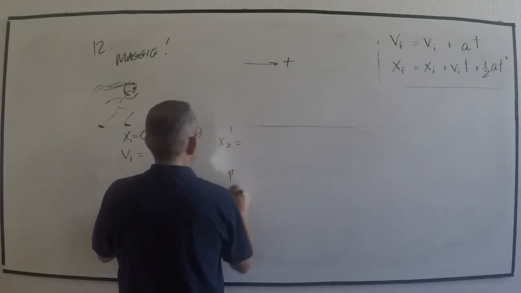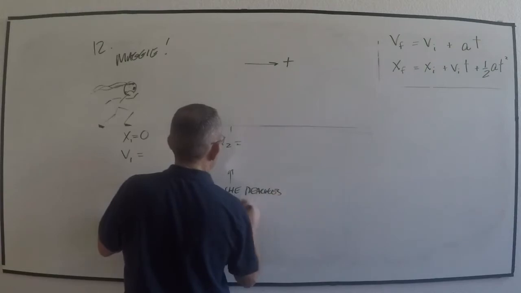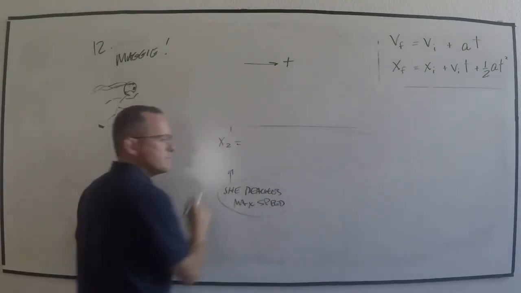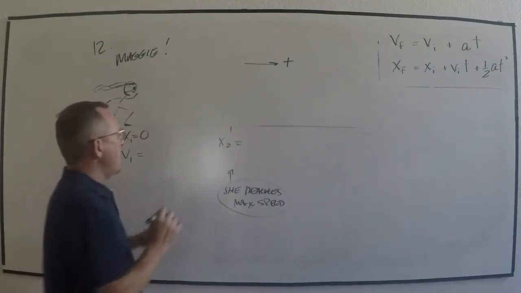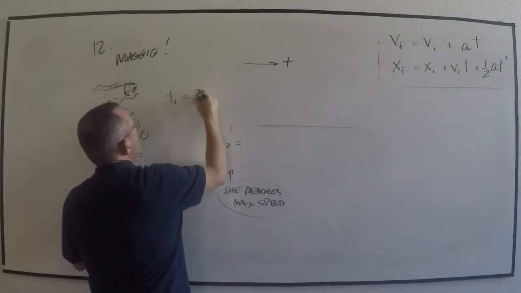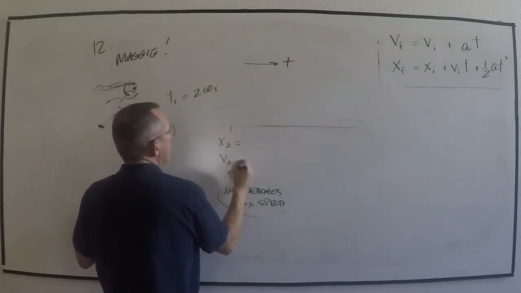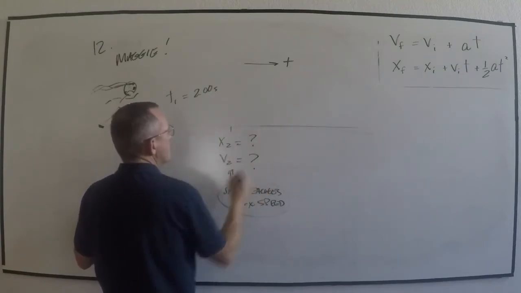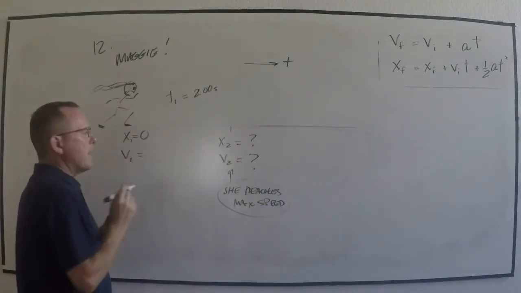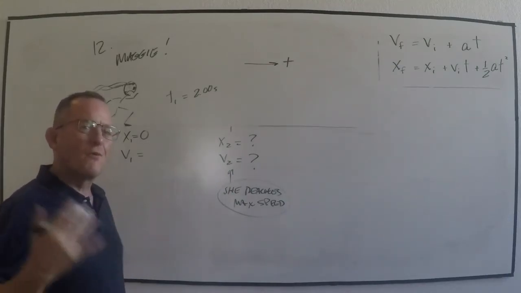x2 is where she reaches max speed. That is a point of interest. It's a point where something happens. And in fact, they tell you the time. The time here is, they tell you she takes 2 seconds, right? They don't tell you what V2 is. They don't tell you what X2 is. However, they do tell you what V1 is. It's the start of a race.